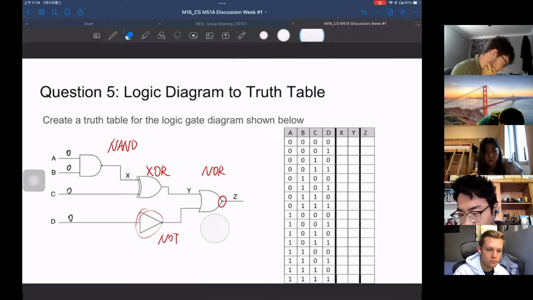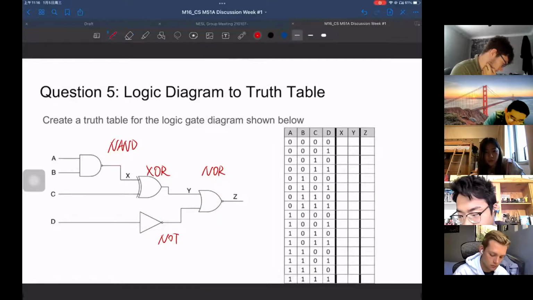Okay, so let's try to understand what this circuit is doing by listing out.